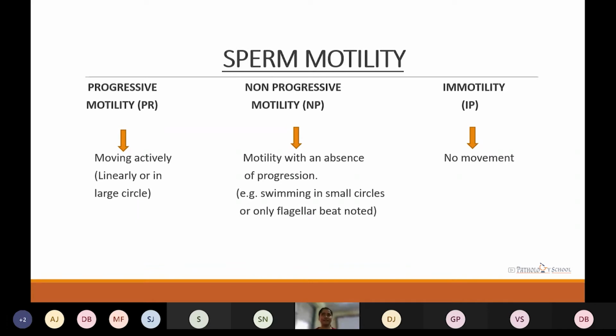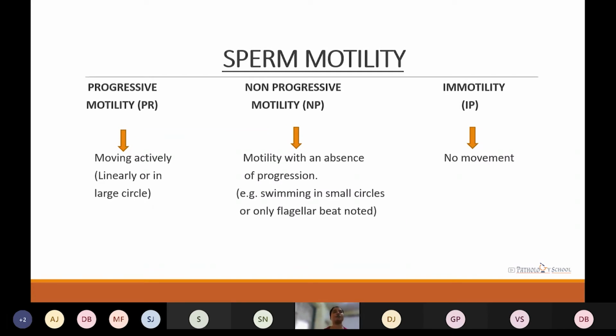So, what do you mean by progressive motility? As the name suggests, it is progressive and motile. Progressive means it's changing its position from one place to another, and motile means it's moving. So, it's changing its position as well as moving. It will be seen moving either in linear directions, or it can be seen moving in large circles.